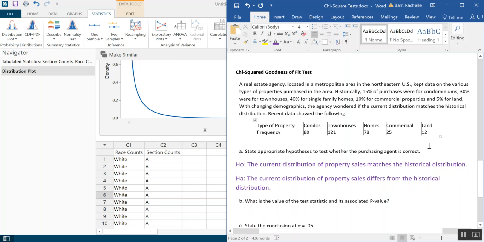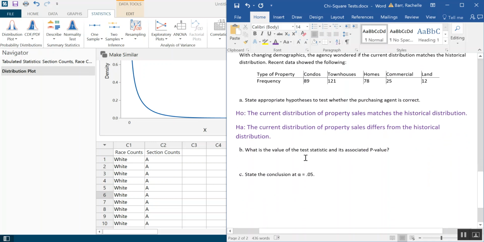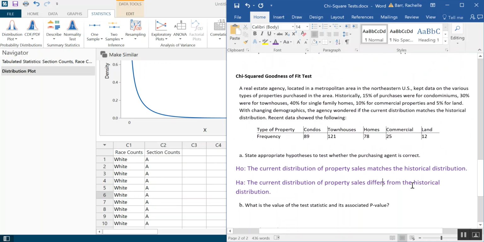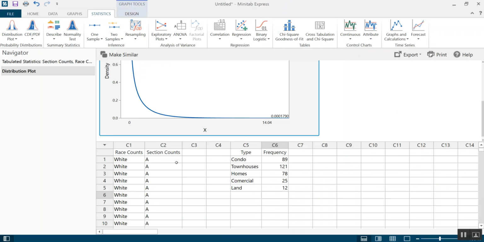So it differs from historical distribution. All right, so it's like, hey, what's the p-value? What's your conclusion? Do some things for me. Okay, now we need to pull out some chi-square goodness of fit to get this going. All right, so click over to our data in Express.